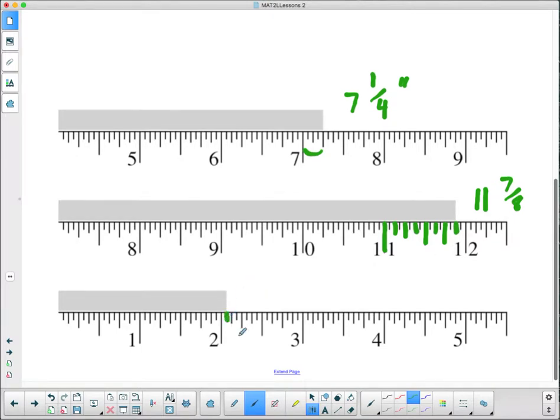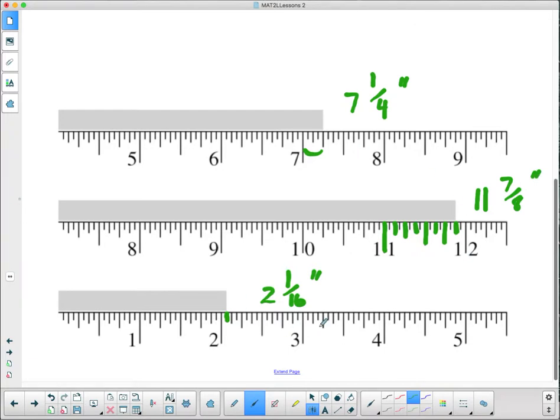And the last one we're going to look at, we have to see where it ends. And it ends on one of the little ones. It ends on the 16ths. And it's right past the 2, so that's our whole number. And it is only one of those little jumps past the 2. So that's 2 1/16 of an inch.